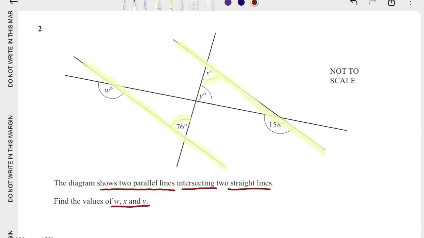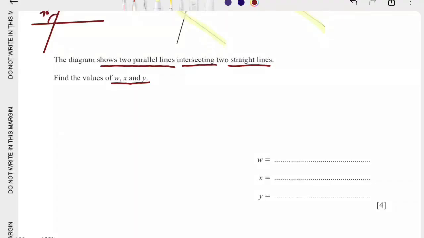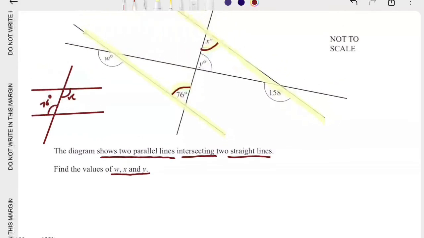So let me draw these two parallel lines here separately. And this is transversals. Look at this angle and this angle, like this angle and this angle, and they are alternate as well. So if this is x, this would also be x. So one of the answer is 76 for x.